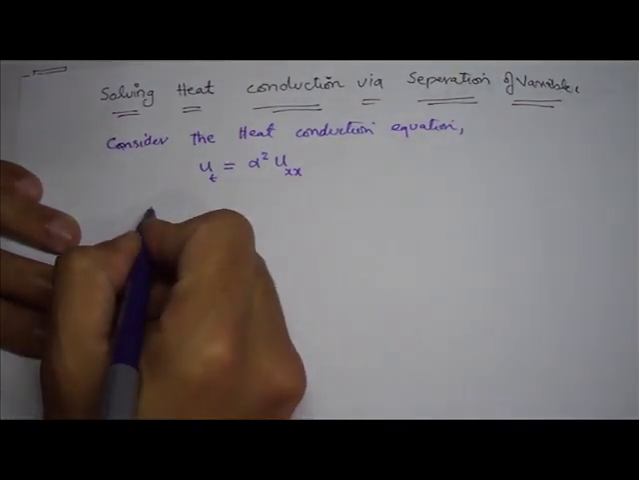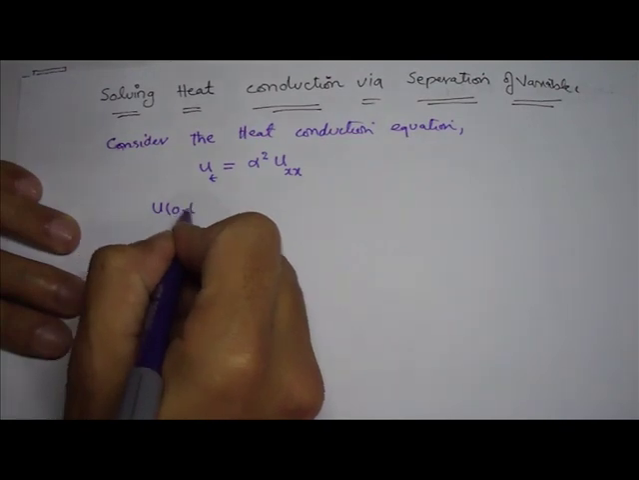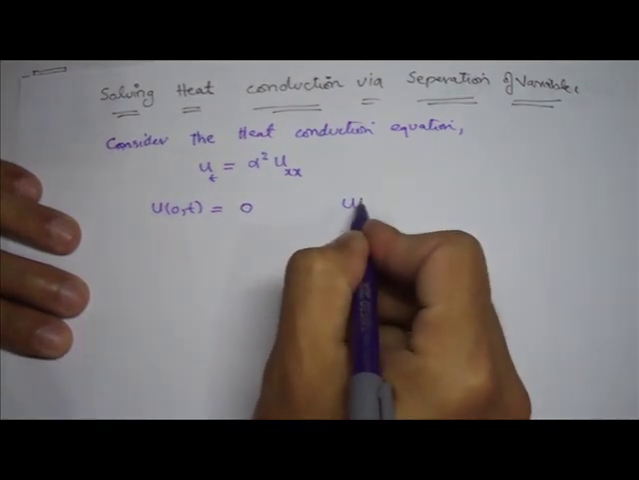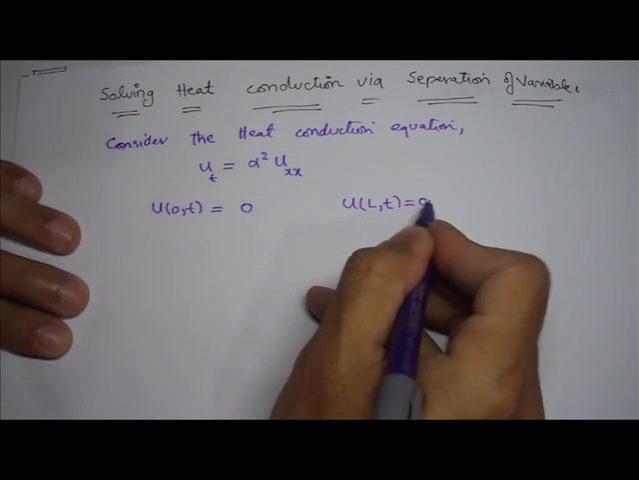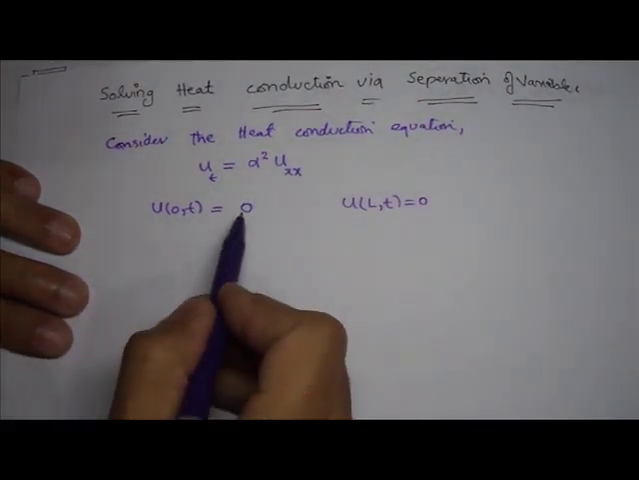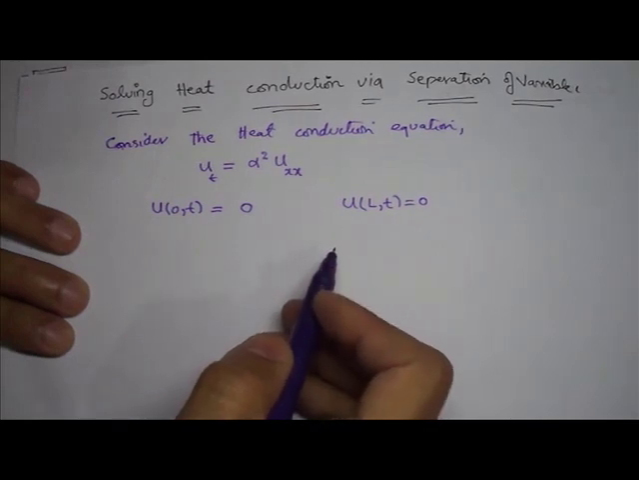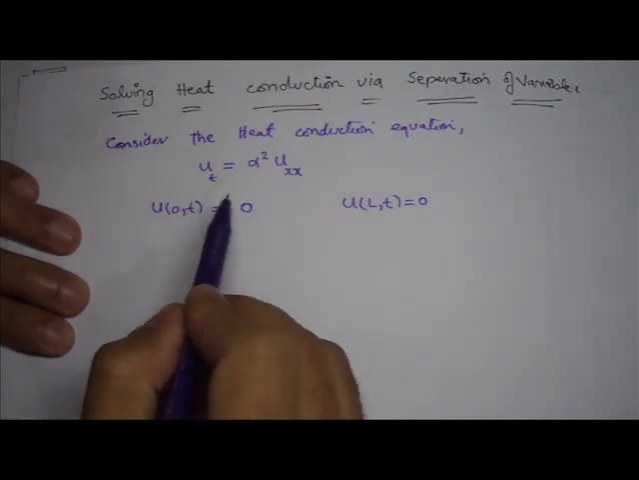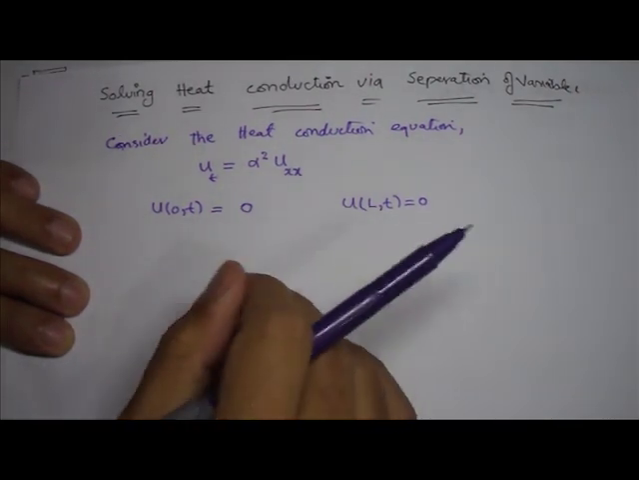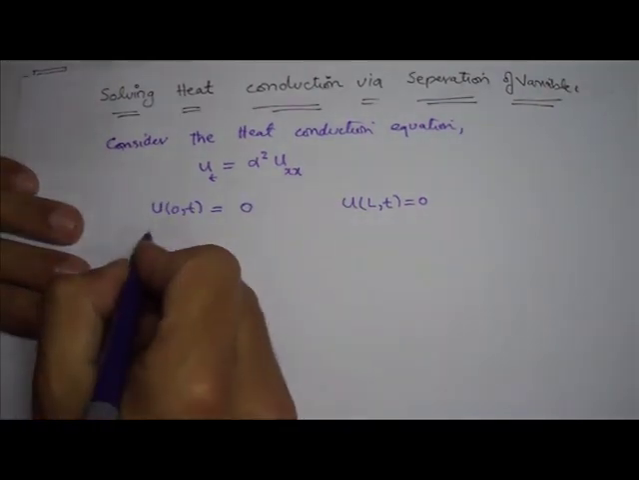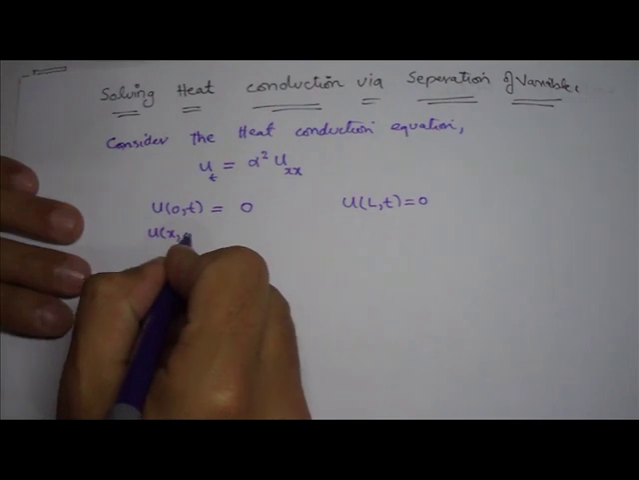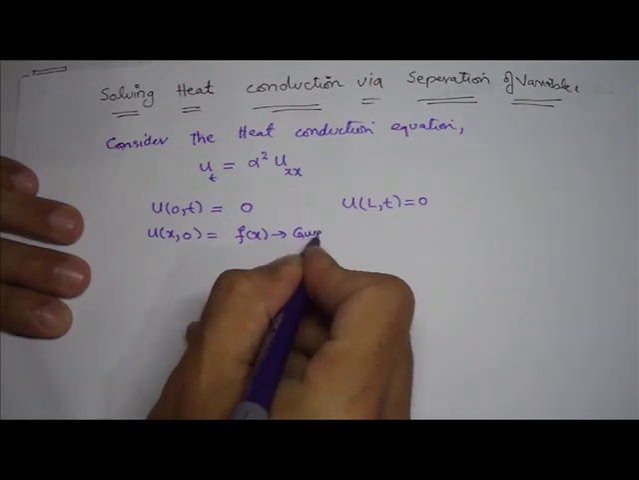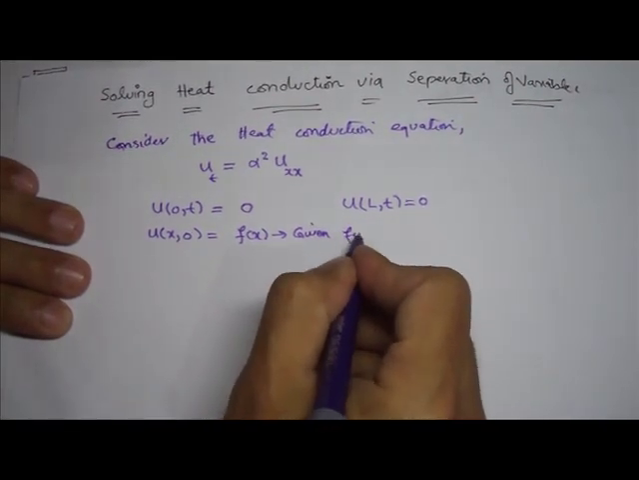PDE, we have a set of boundary conditions: u at 0, t is equal to 0, and u at L, t is equal to 0. Assume that both ends of the rod are fixed at 0 degrees centigrade. We will fix the ends at 0 temperature. Later on we will extend our investigation to non-zero temperatures. Assume the initial temperature of the rod is given by some given function f of x. Suppose this data is given to us.